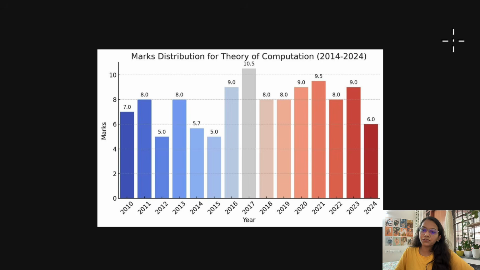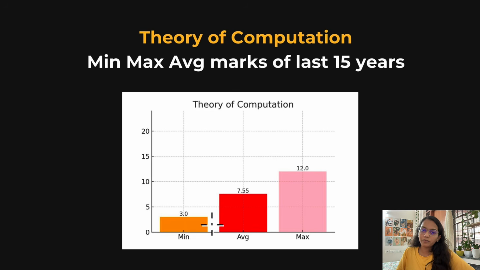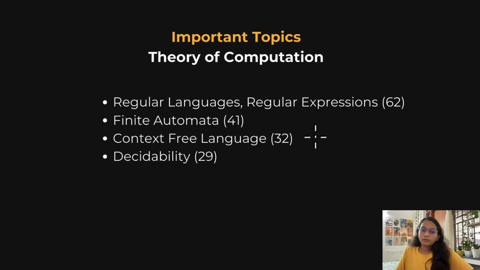This is the marks distribution for TOC. You can see this is the average, minimum and maximum marks for TOC. On an average 7 to 8 marks come from TOC every year. Also in some years there were 12 marks from TOC. So these are some important topics from TOC.